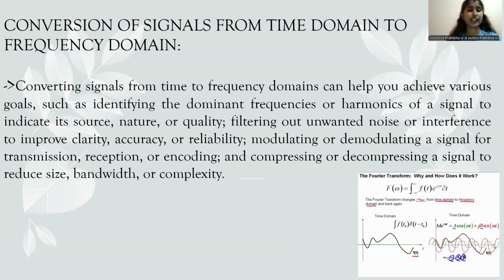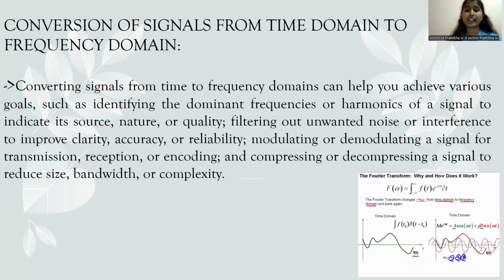Next, we are going to study the conversion of signals from one domain to another domain, which is from the frequency domain to time domain, or from the time domain to frequency domain. Converting signals from time to frequency domain can help you achieve various goals, which include identifying the dominant frequencies or harmonics of a signal to indicate its source, nature, or quality, and filtering out unwanted noise or interference. It is used to improve clarity, accuracy, and reliability.